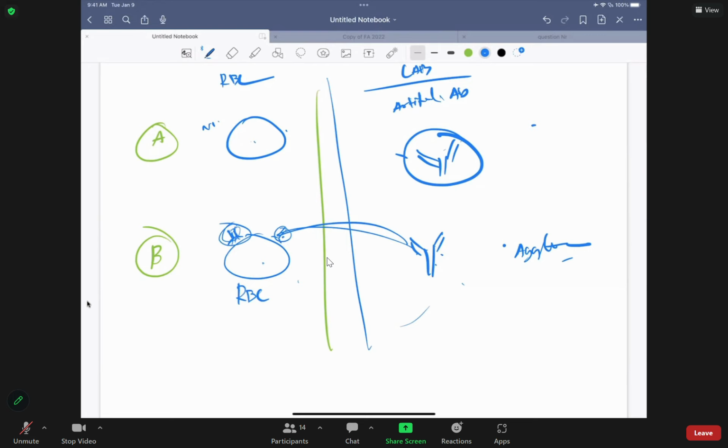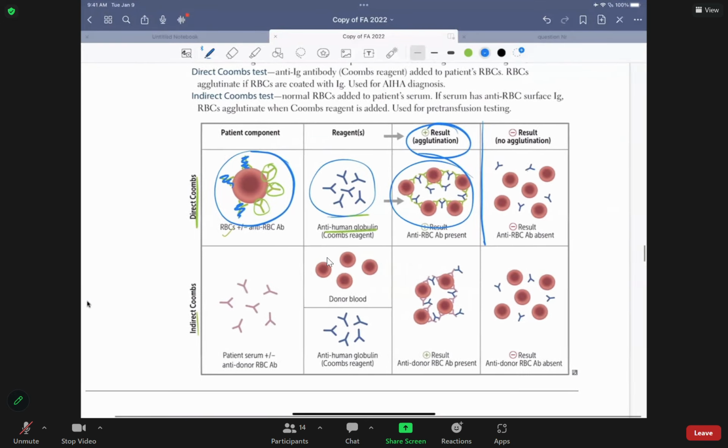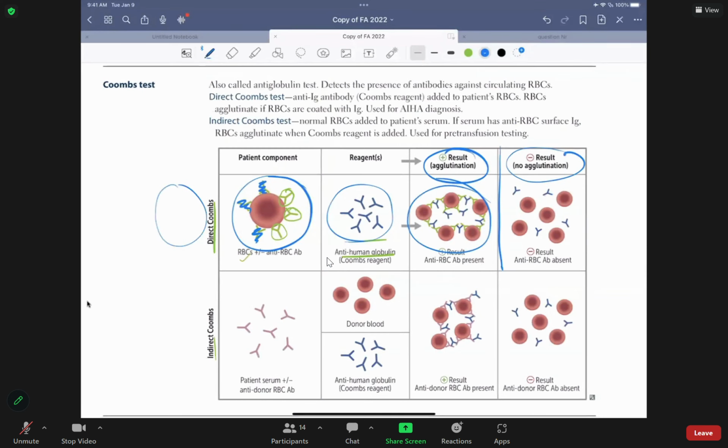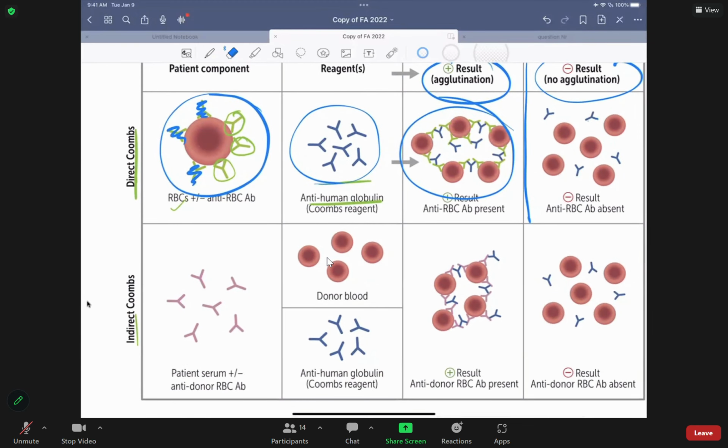Make sense? Okay. So here, agglutination, which is coming together, will happen only if the patient also has their own antibodies. A will not come together because the patient doesn't have their own antibodies. Is that clear, folks? That's direct Coombs test. Anybody still have a question here? Okay, so we do direct Coombs test. See this picture, here they are showing negative, but they don't show a red blood cell that doesn't have an antibody. So that's why I say the picture is incomplete. All right, so that's direct Coombs test.